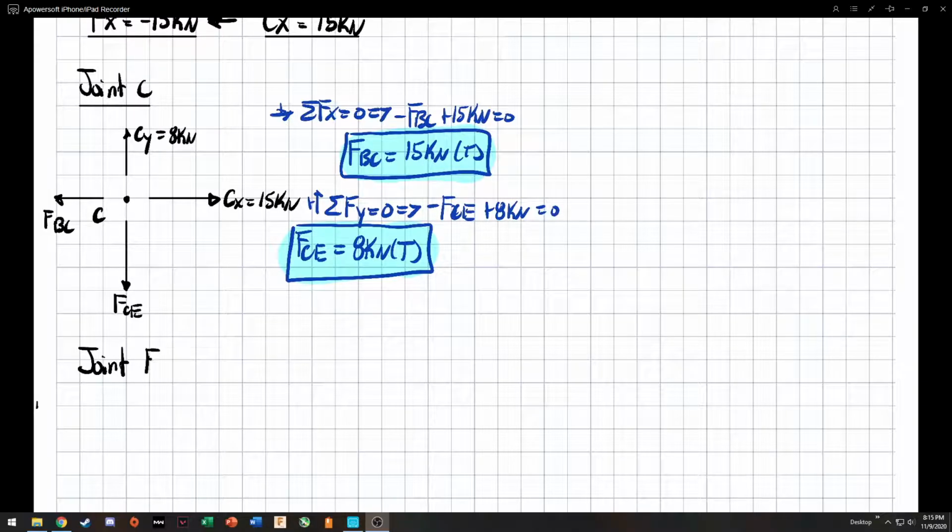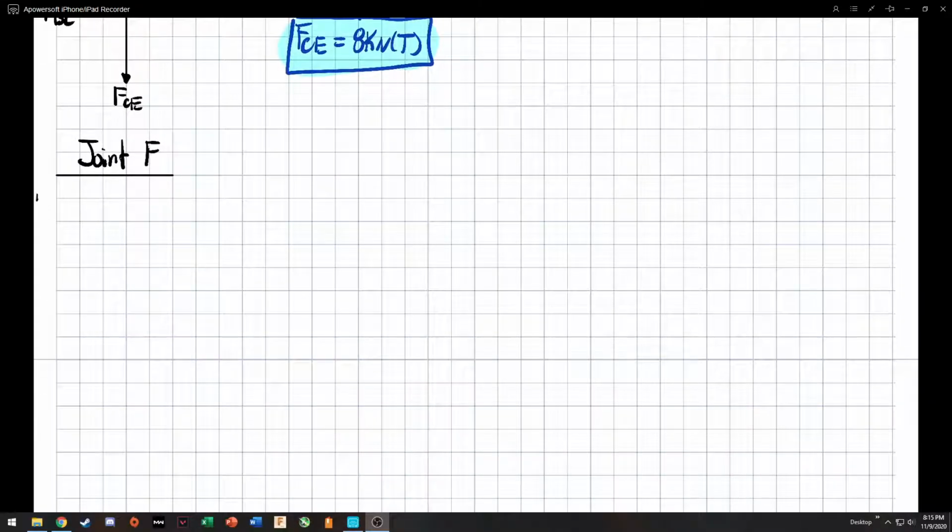Again, state which joint you're doing your analysis from. We have point F right here. We know our direction of our Fx, which is a negative 15 kilonewtons, going to the left. We don't know our force FE, so force FE. And we don't know this force at this angle, which is force DF, which is going to be at some angle theta.